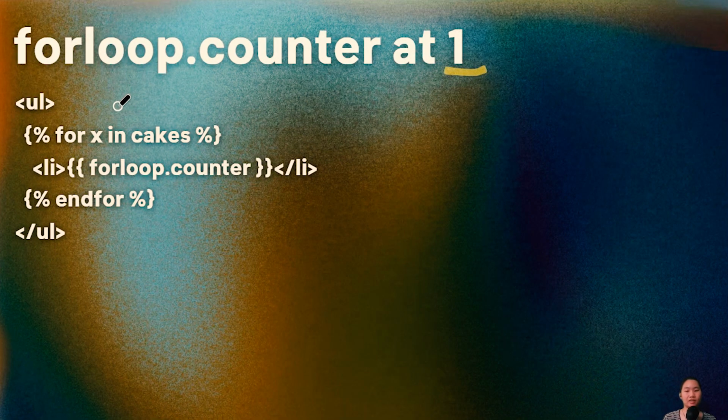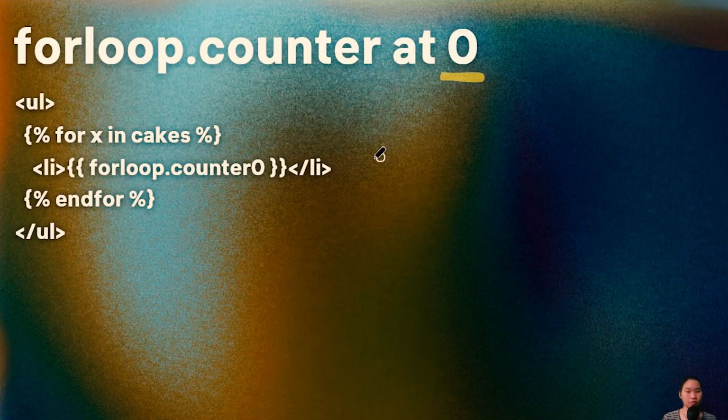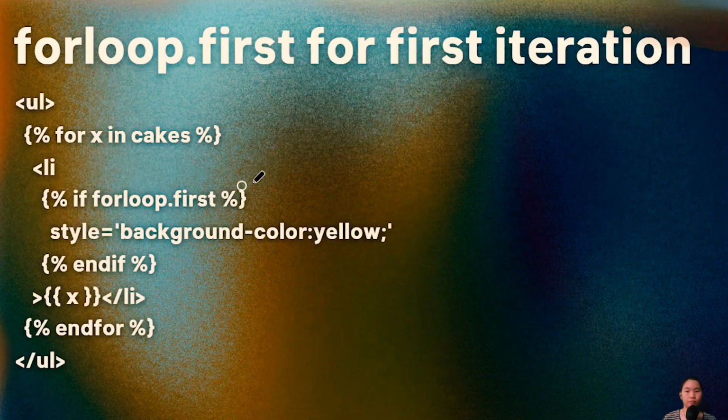Unordered list: for x in cakes. We're using a different one instead of available_members. forloop.counter is set to 1. Now, if you want it to start at 0, you just say forloop.counter0. It's very easy to remember. A lot of them are just opposites of each other.